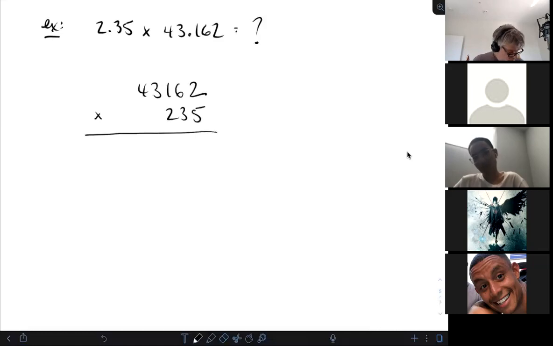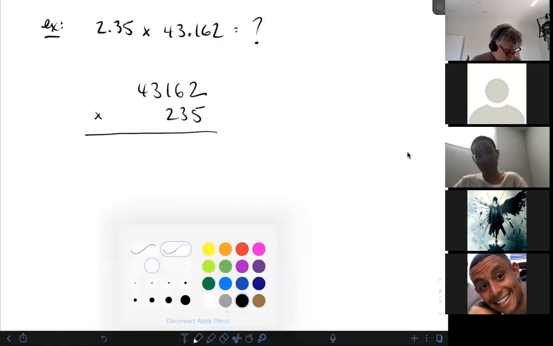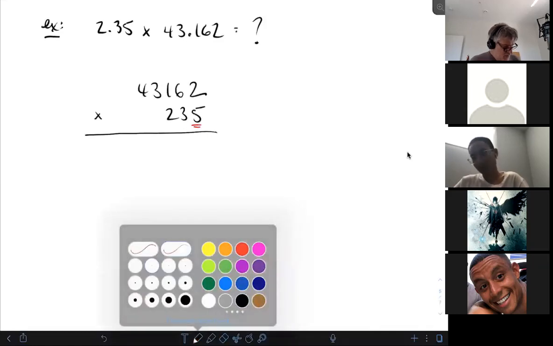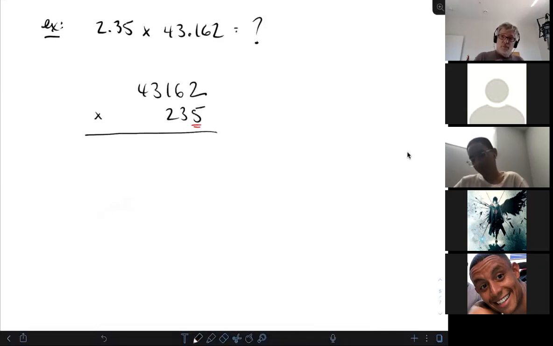So I start with this guy here. Okay. So what do I do? I multiply the digits one after another. There will be carries, okay? So 5 times 2 is 10. So that's a 0 here and a carry of 1, okay?